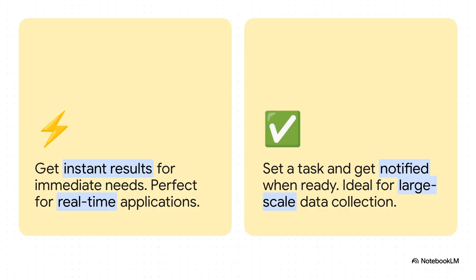Okay, so you're probably wondering, how do you actually get all this data? Well, you've basically got two options. First, there's the live method. This is for instant, real-time results when you need that data right now. Then you've got standard mode. Think of this as your workhorse for those huge, massive jobs. You just set the task, you can walk away, and you'll get a notification when all your data is ready to go.